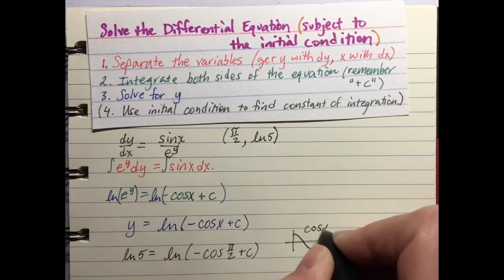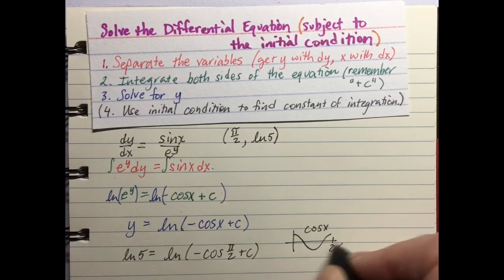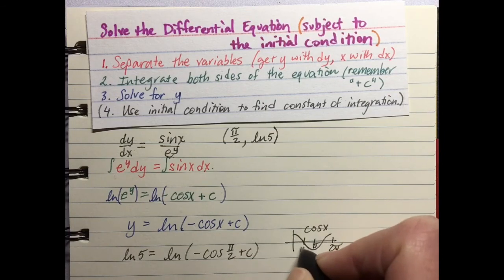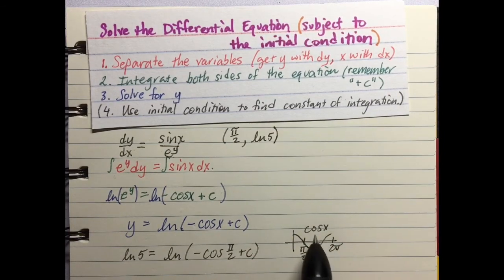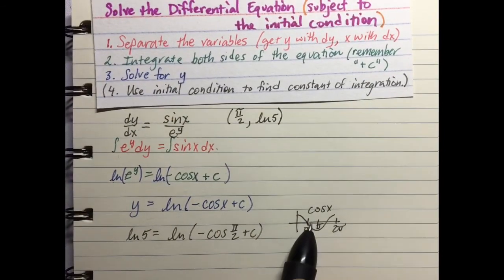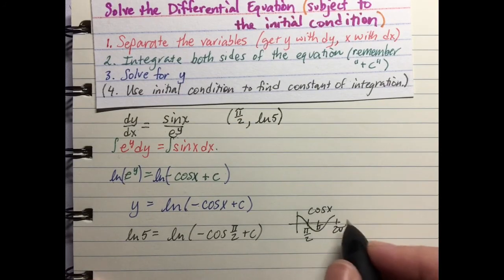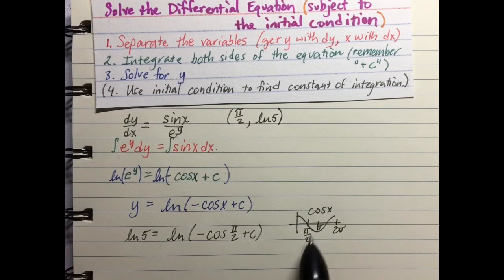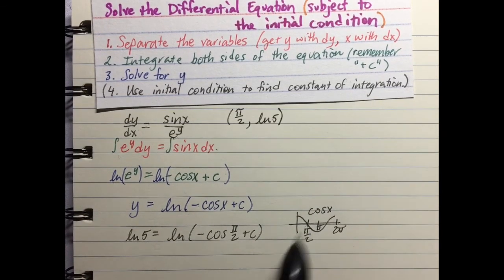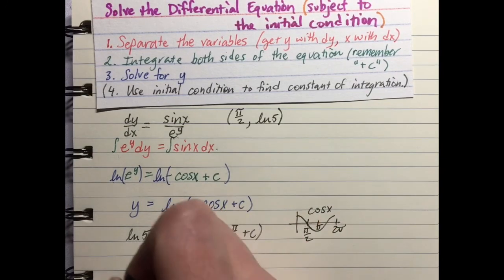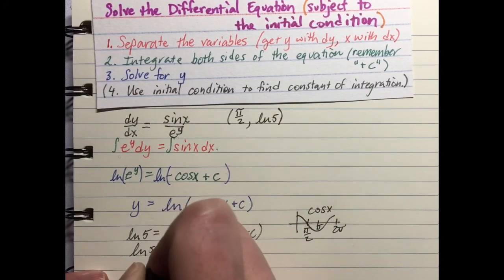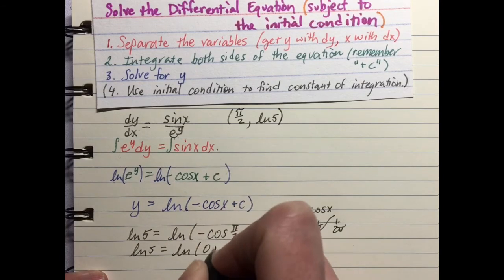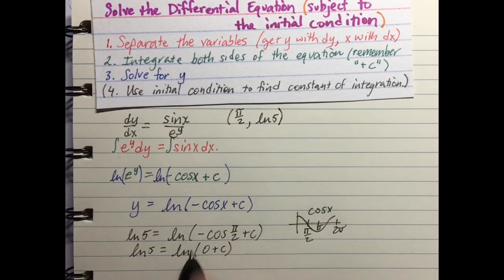Here's your cosine x graph. So, that's 2 pi, and that's pi. So pi over 2 is 0. And hopefully you'll know your cosine graph and your sine graph. Or you can find them on the unit circle. However it is that works for you, do it. So anyway, cosine of pi over 2 is 0. Whether or not it's negative or positive doesn't really matter. So I have natural log 5 equals natural log of 0 plus c. So c is definitely 5.